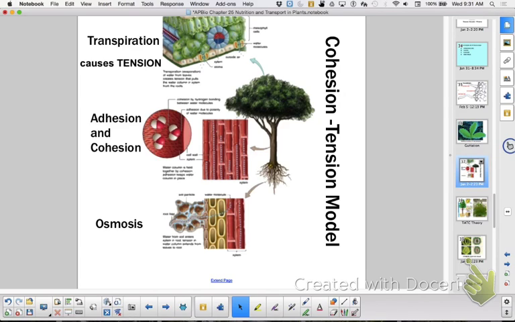So go on to your notes. Cohesion tension model of xylem transport requires no energy by the plant. There's a higher water potential in soil than in the roots. Transpiration is the evaporation of water out open stomata. Cohesion is water molecules are all connected through hydrogen bonds. So as one evaporates, it pulls on the next, etc. Adhesion, water column is supported by adhering to xylem walls.